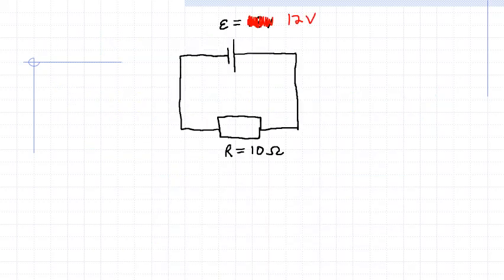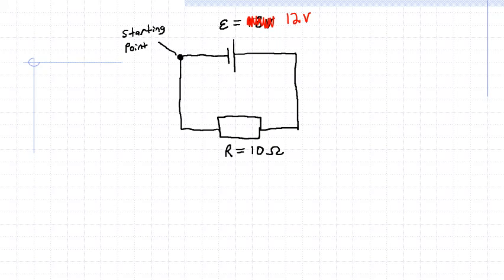So if we take a look at this circuit here, let's say we have a 12-volt source. We have a resistor that's 10 ohms. This is the depiction of the way it'll look in IV notation, kind of a box look in there for a resistor. We'll set up our starting point here.